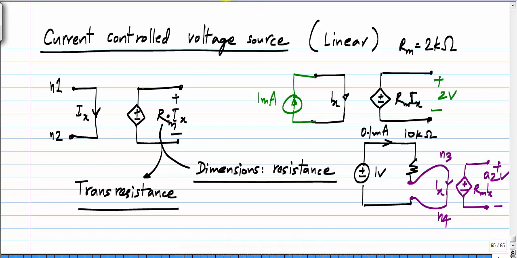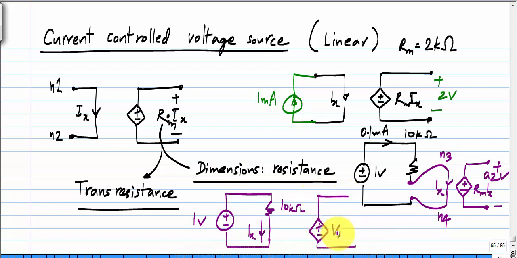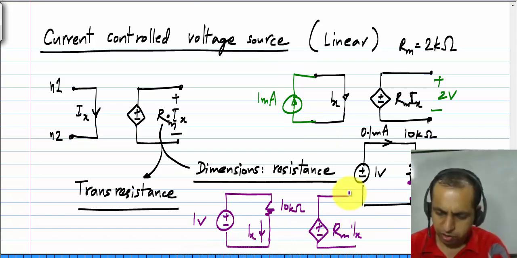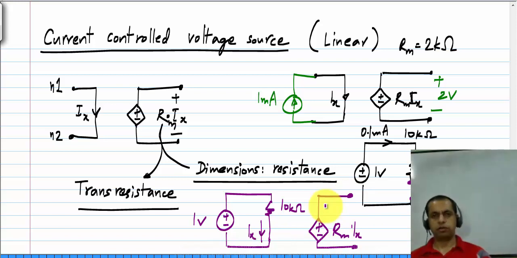And typically you don't show this breaking of the connection and inserting it like this and so on. The way this circuit will be normally shown is simply as follows. We had this 1 volt and 10 kilo ohm. This could be any circuit anywhere. Okay. Now the input wire or the input branch of the current controlled voltage source is placed in series with the resistor to sense its current. So what is normally done is to simply label this as the current Ix and have a voltage source Vx, which is defined to be Rm times Ix. Okay. So this is how it is usually denoted.